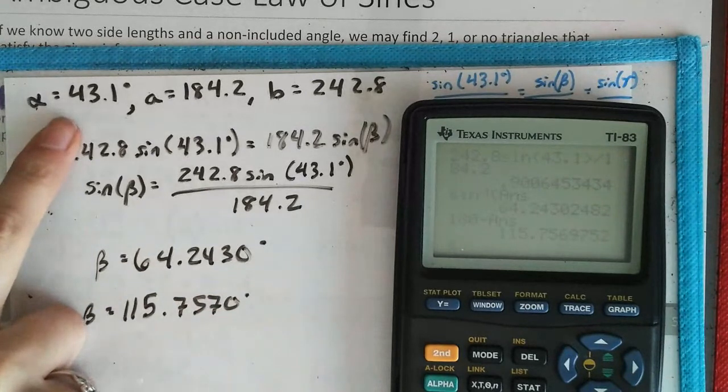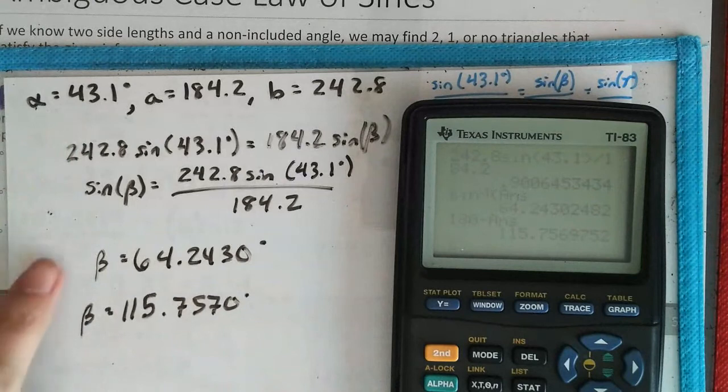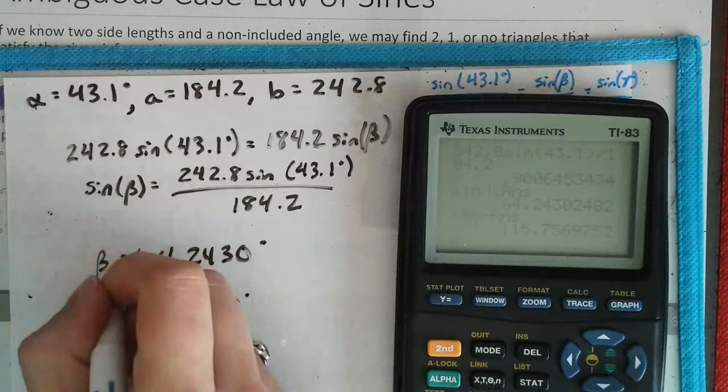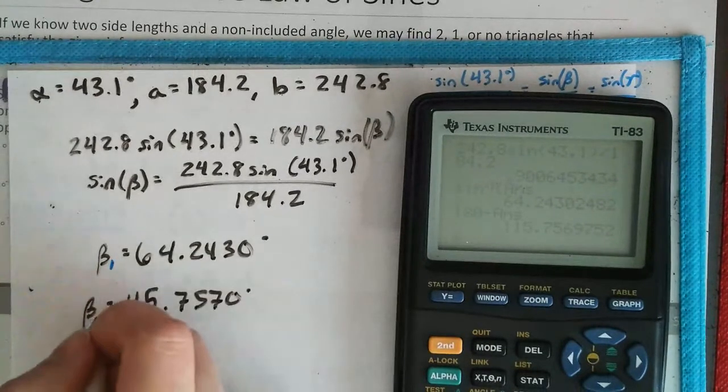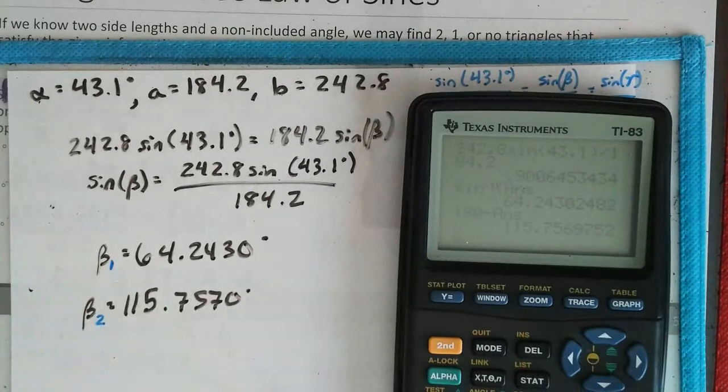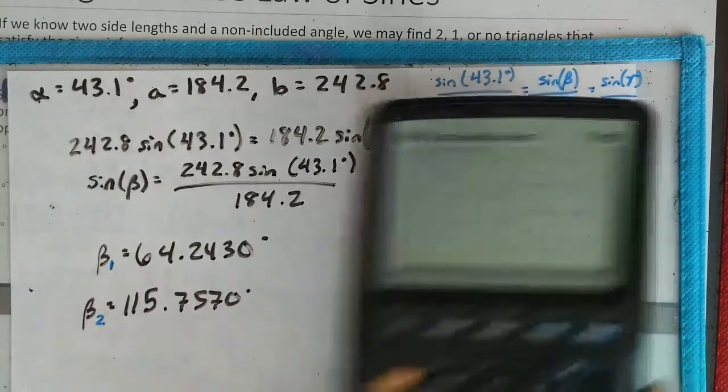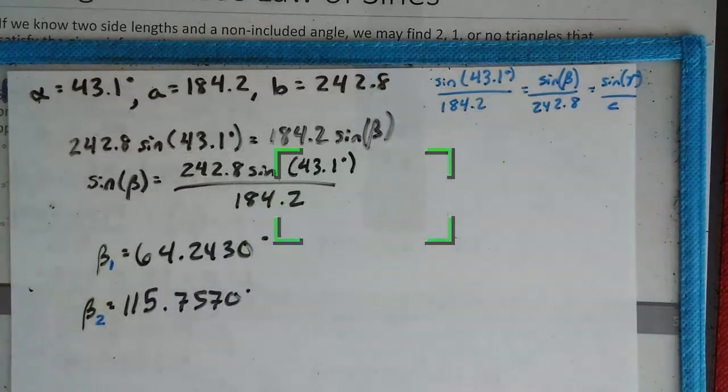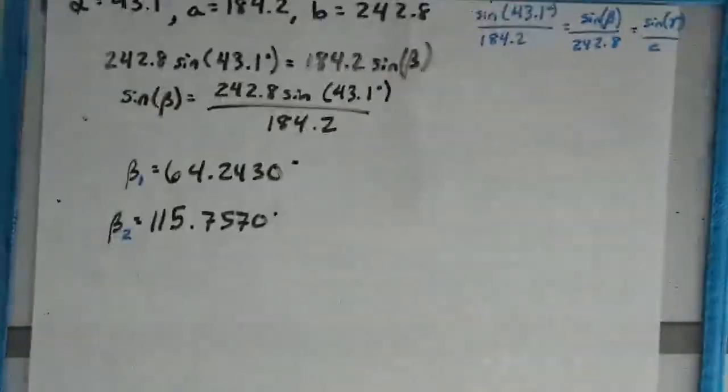Alpha is 43.1 degrees. I could use either one of these because the three angles have to add up to 180. Neither of these, when added to alpha, puts me over that 180 degrees. So this is going to be a case where I have two different triangles. I'm going to use this first one. I'm going to call it beta 1. The second one, I'll call beta 2, so that I know I'm working with two separate triangles. So we're going to work with triangle 1 first, and then we'll come back and attack triangle 2.